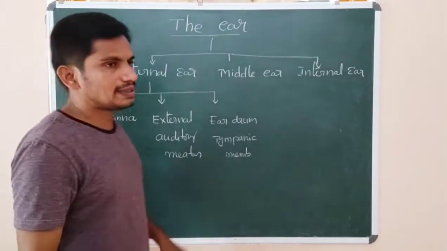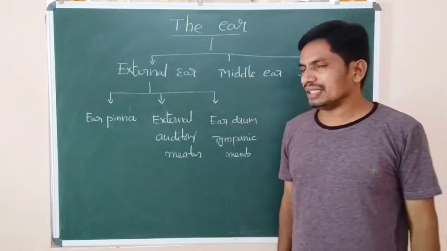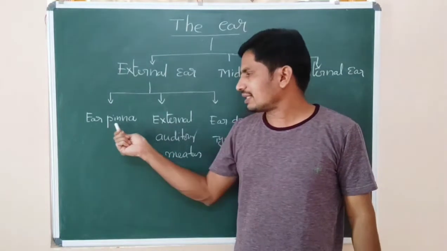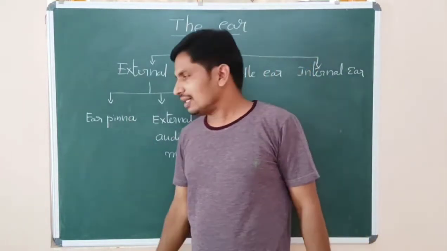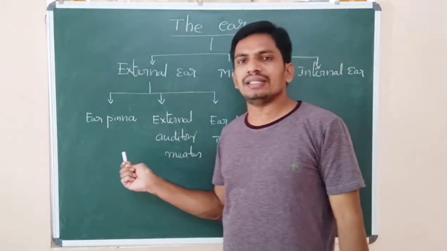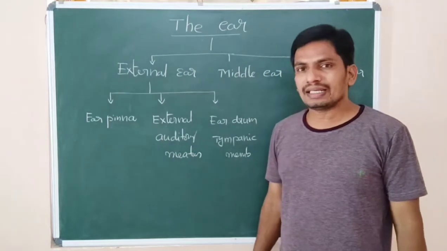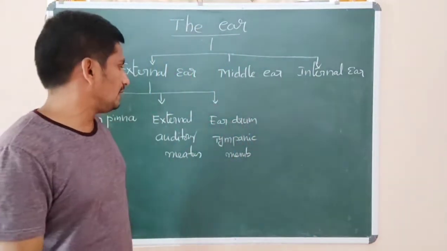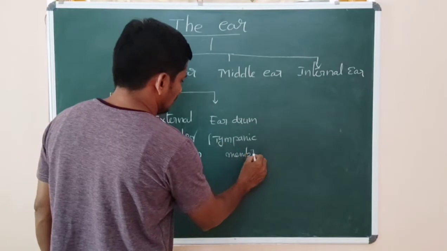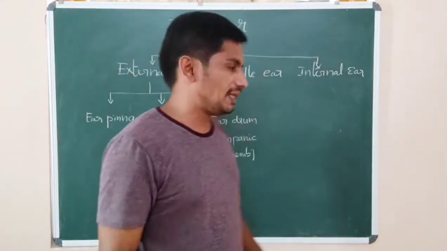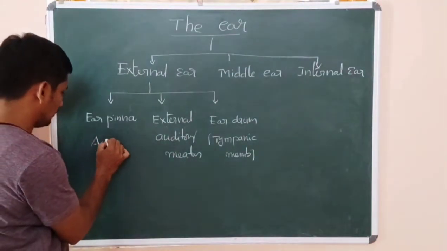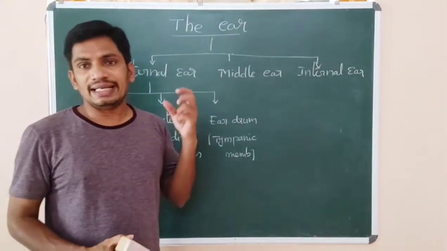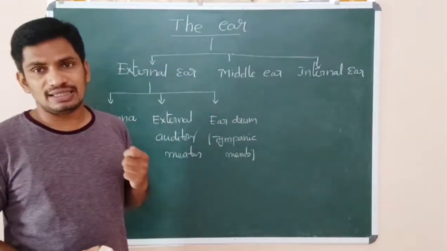These three are the parts of the external ear, made of non-elastic cartilaginous tissue. The funnel shaped part is known as the ear pinna, also called the auricle. The external auditory meatus is a canal-like structure, also called the external auditory canal. Here it ends with a very fine and thin membrane, which we call the eardrum, also known as the tympanic membrane. This is called the auricle, the ear pinna, which is funnel shaped, immovable, and made of cartilaginous tissue.